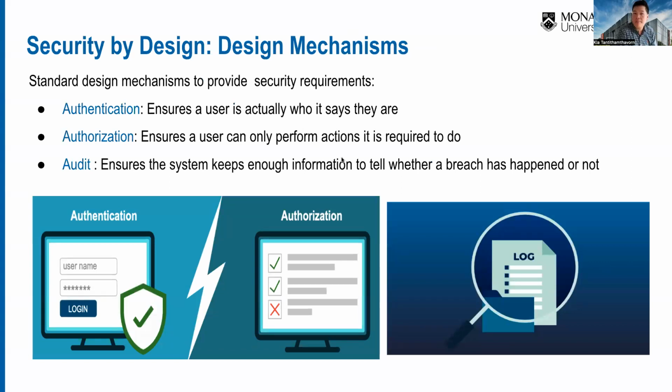And there are a few design mechanisms as well. These are the top three: authentication, authorization, and audit. I think everyone is familiar with this. Authentication is when we want to ensure that a user is actually who they say they are. If I want to access the system, it should ensure that I am the person with this name, not someone else. That's why we use two-factor authentication, to double check whether it is the right person.